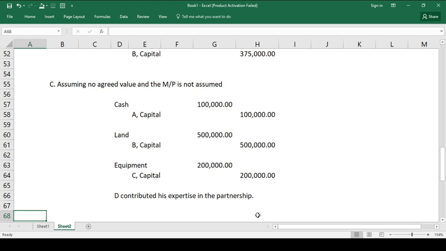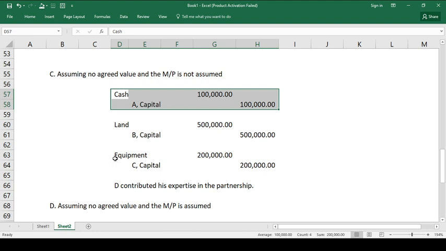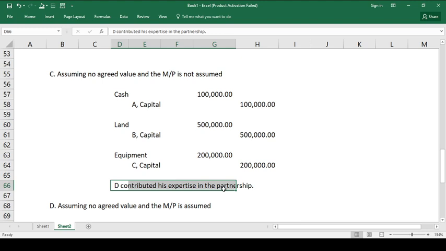Okay? Assuming no agreed value, and the MP is assumed. Okay, well, our entry, pareho pa rin naman kay A, pareho pa rin kay C, pareho pa rin kay D. Magkakaiba lang is on B's entry kasi i-assume yung mortgage payable.